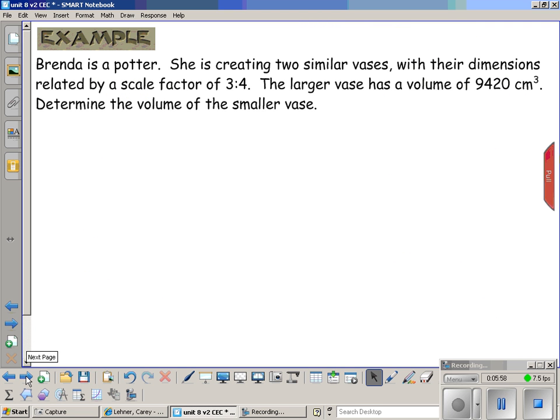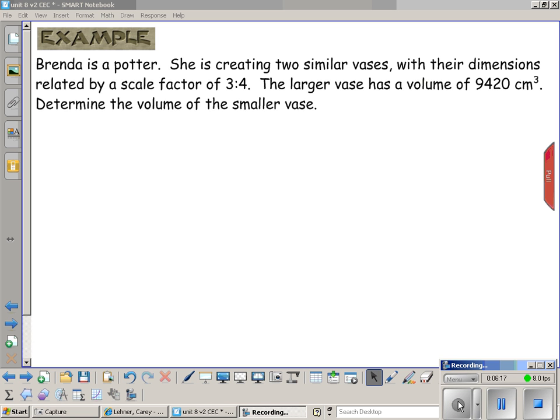Brenda is a potter. She is creating 2 similar vases with their dimensions related by a scale factor of 3 to 4. The larger vase has a volume of 9,420 centimeters cubed. Determine the volume of the smaller vase. So we're dealing with volumes here.